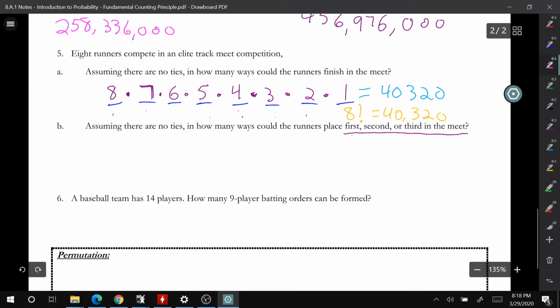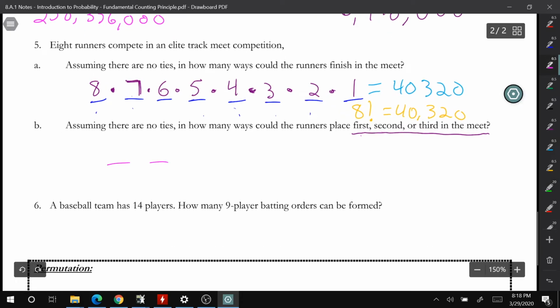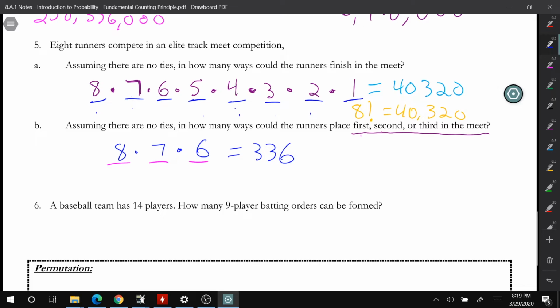Okay, so since we only care about first, second, and third, I'm only going to have 3 blanks for me. But again, there's 8 people that could finish first, 7 people that could finish second, and then 6 people who could finish third. And then when you multiply these together, you get 336 possible ways that we could have first, second, and third place. So it's far fewer than letter A, but it's because we don't care about anything after third place.